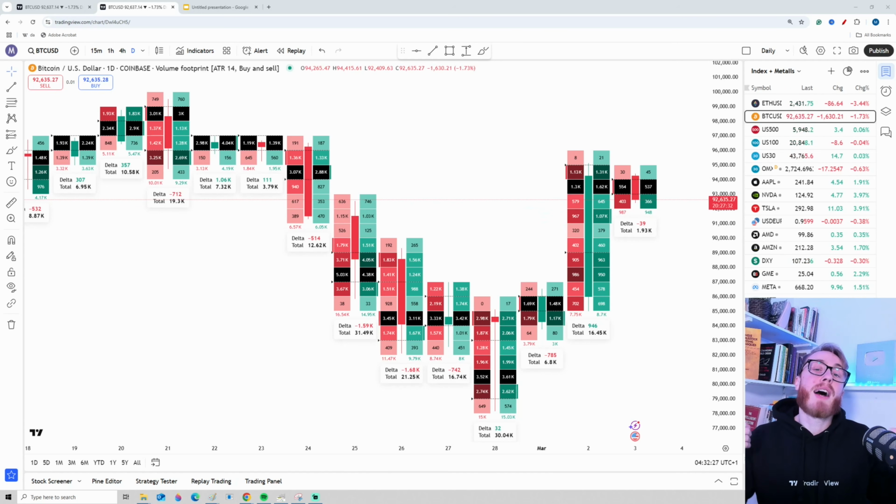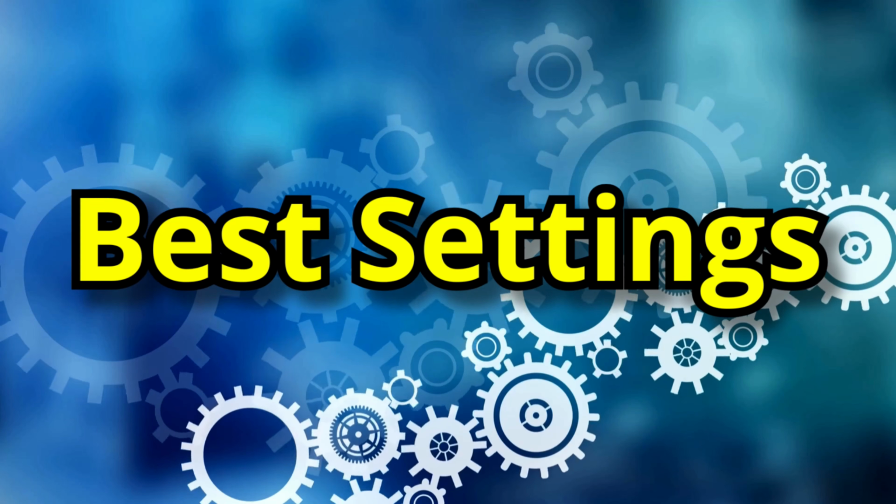But alright guys, at this point you know how to find the volume footprint, and now you also know how to read it. We know that we're talking about buying volume or selling volume, or in other words, buying pressure and selling pressure. And you also know what the different numbers actually mean. So now guys, we are actually ready to change a few settings.